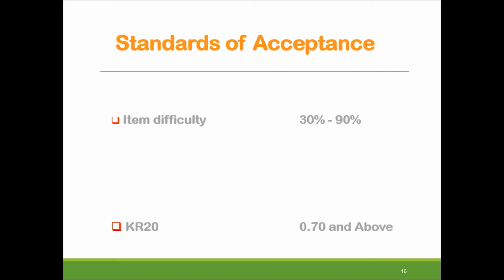So here we go with the standards of acceptance. KR20, again, remember, needs to be at 0.70 and above. Item difficulty level, there's your two markers, should never go below 30% or you've got to take an action. It should not be above 90% in most situations, the one exception obviously being mastery items. 100% of the students should answer those questions correctly, but those should comprise no more than 10% of your total items on your test.